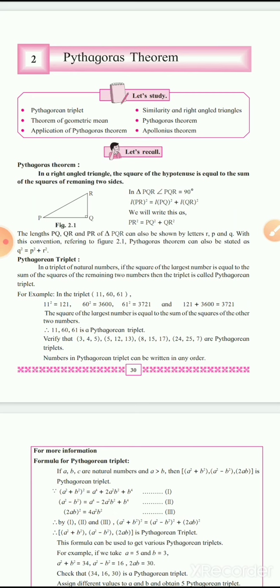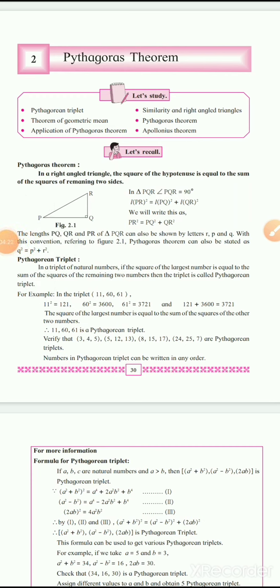So length PR square is equal to length PQ square plus length QR square. In this way, in a right angled triangle, the square of the hypotenuse is equal to the sum of the squares of remaining two sides, means PR square is equal to PQ square plus QR square. Okay, this is our Pythagoras theorem.